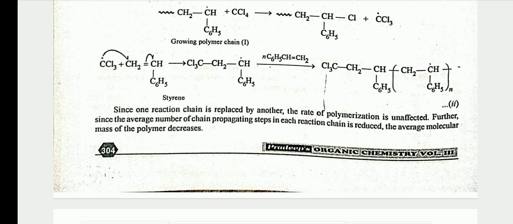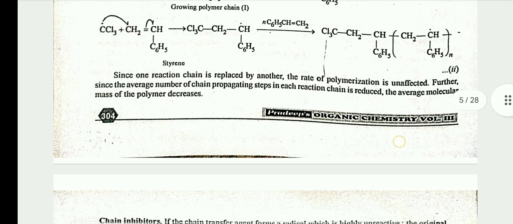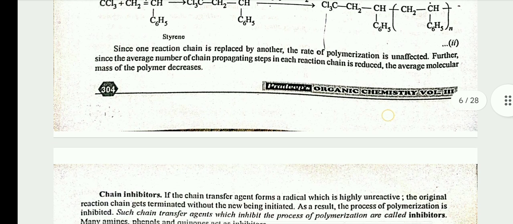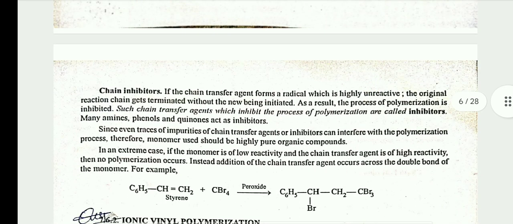Further, since the average number of chain propagating steps in each reaction chain is reduced, the average molecular mass of polymer decreases. Chain inhibitors. If the chain transfer agent forms a radical which is highly unreactive, the original reaction chain gets terminated without the new one being initiated. As a result, the process of polymerization is inhibited.